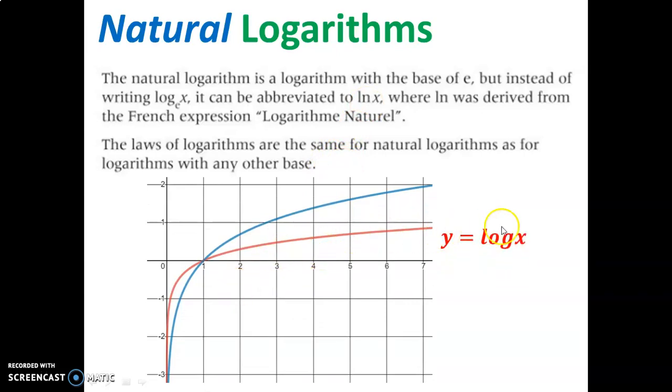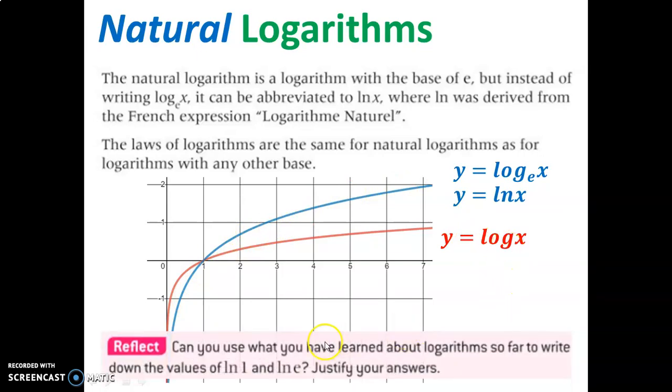The red one here is your normal log graph with a base 10. You may remember that they rise like that. There's an asymptote at x equals 0. They pass through the point (1, 0). Same with the blue one, which is now the log base e, or again, written ln x. So there's the graph of ln x. Again, it has the same asymptote, x equals 0. It passes through that point, and it does rise more quickly than the log graph with base 10.